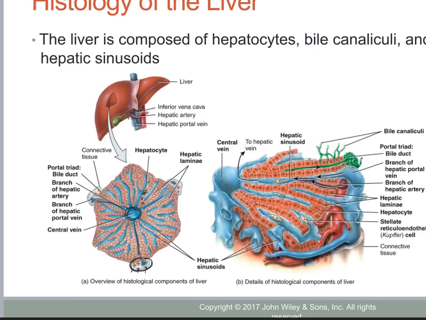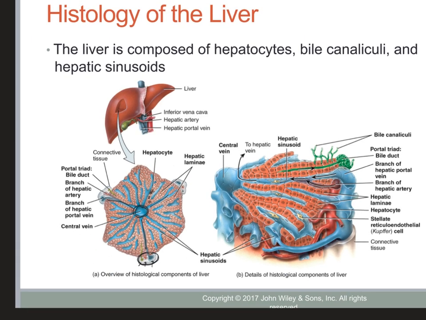Now, what's going on here? In that portal triad, the bile duct is going to be delivering bile. Bile is going to be created in the liver, delivered through those branches into the bile duct, which will be brought down to the gallbladder to be stored. Look at blood flow, the branch of the hepatic portal vein. Blood is moving in from venous as well as arterial and mixing, which is going to bring us to an important phenomenon. We will talk about hepatic portal circulation and why in our book it shows it as being purple.